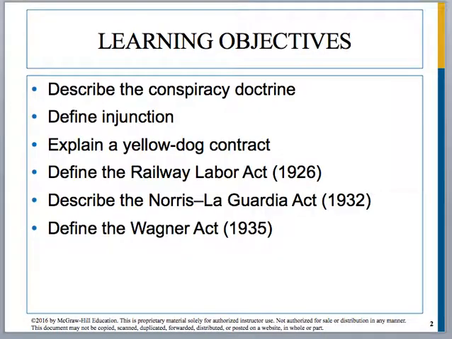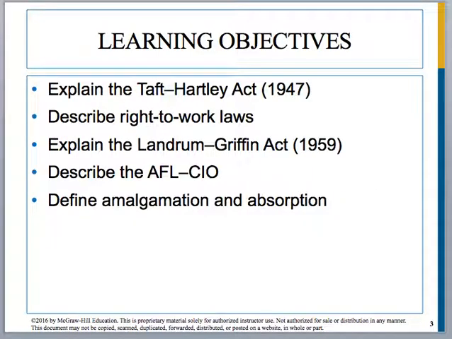By the end of the chapter, you should be able to describe conspiracy doctrine, injunction, explain a yellow dog contract, define the 1926 Railway Labor Act, the 1932 Norris-LaGuardia Act, the 1935 Wagner Act, the 1947 Taft-Hartley Act, the 1959 Landrum-Griffin Act, the right to work laws as described in the textbook, and AFL-CIO, and the amalgamation and absorption.